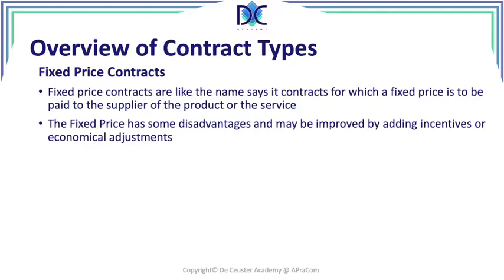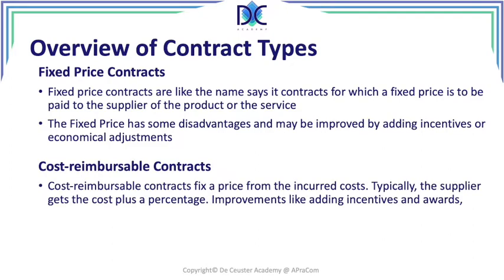For example, when we have a fixed price contract over a longer time, the indexation, the cost of money may have an effect, and the original price may be overestimated. We also have cost reimbursable contracts. Now we have a price for the incurred cost, and the supplier gets a cost plus a percentage. We can also improve the contract here by adding incentives and awards.